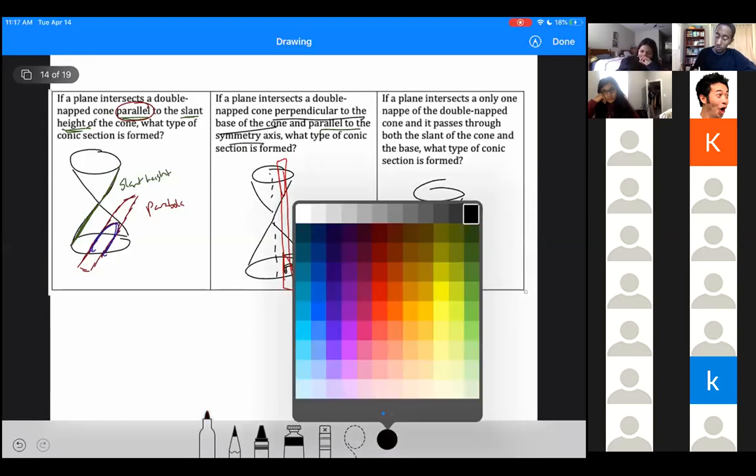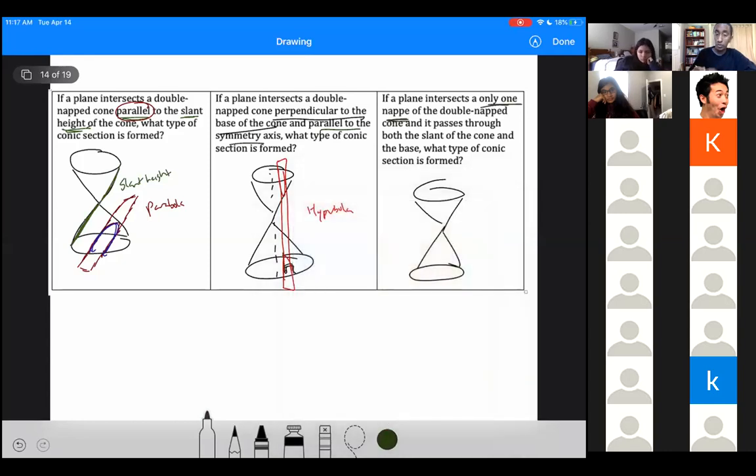it says it intersects only one nappe, so it only hits one of the cones, the top or the bottom, and it passes through both the slant of the cone. So let's just say I'm only going to use the top part of the cone. So it passes through the slant and it passes through the base. So it has to cross both the slant and the base. So it'd be crossing both of them, so something like that. So since it touches the base, that's going to create a parabola, because this is a parabola right here.